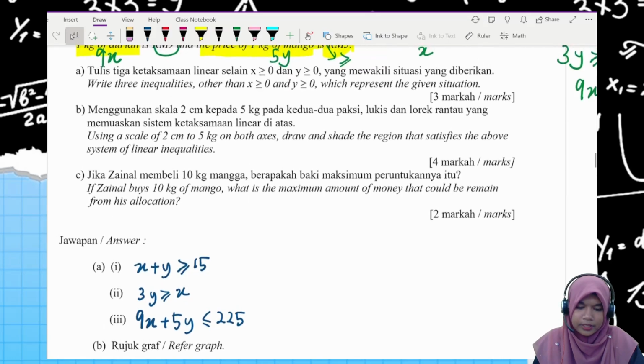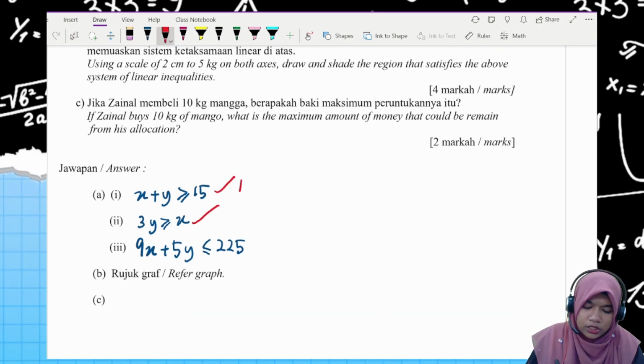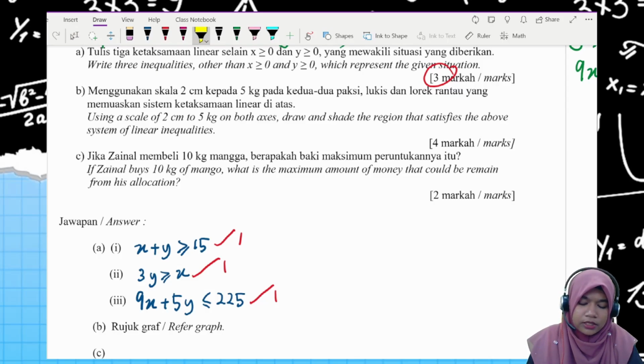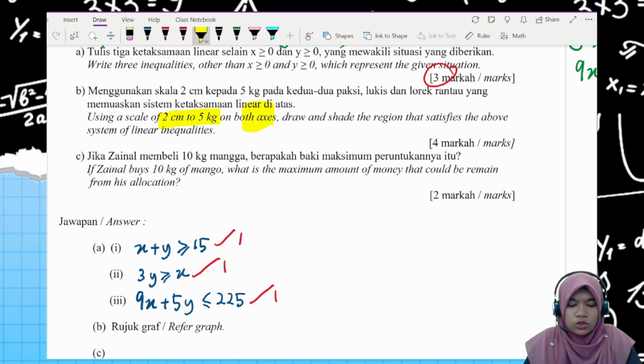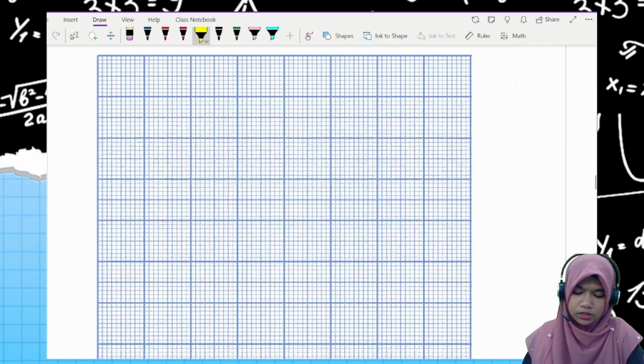Okay, question B. Now you have to draw. Just now, 3 marks, 1 mark for each inequality. Question B, using a scale: the scale given is 2 centimeter to 5 kg on both axes. So for the x axis, 2 cm to 5 kg, same goes to the y axis. Draw and shade the region that satisfies the above system of linear inequalities. 4 marks for drawing the graph.